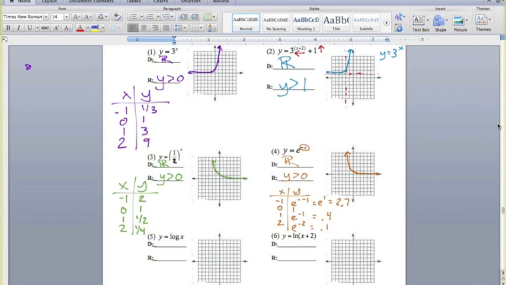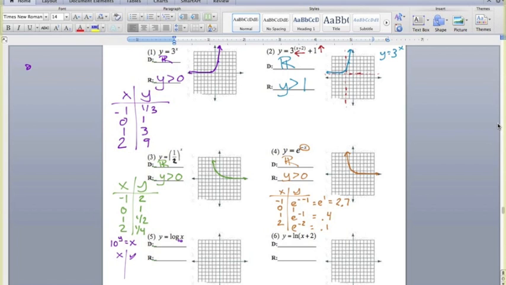What's the base of the log in number 5? 10. When there's no base written, the base is 10. To rewrite this as an exponential, our equation would be 10 to the power of y equals x. To rewrite a log as an exponential, the base stays the same, but the other stuff switches jobs. Okay, so 10 to the power of y equals x.